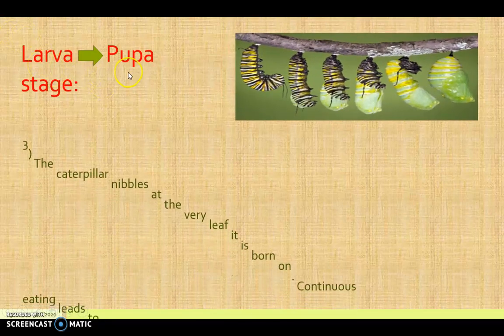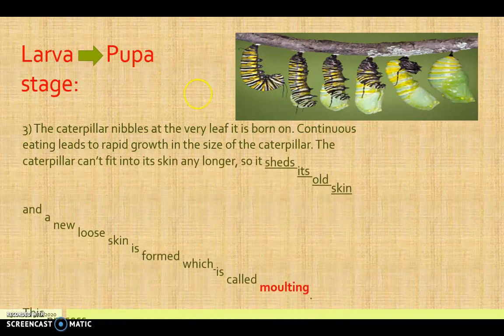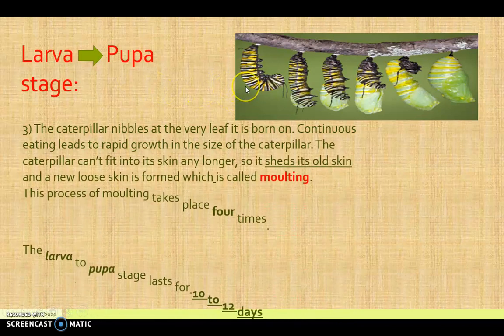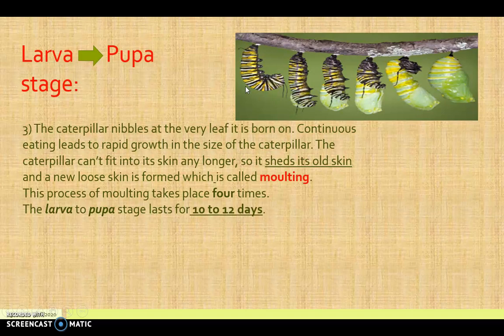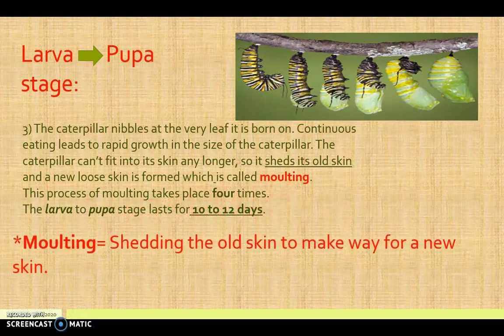The third stage is the larva to a pupa stage. The caterpillar keeps nibbling at the very leaf it is born on. Continuous eating leads to rapid growth in the size of the caterpillar. The caterpillar can't fit into its skin any longer, so it sheds its old skin and a new loose skin is formed, which is called molting.